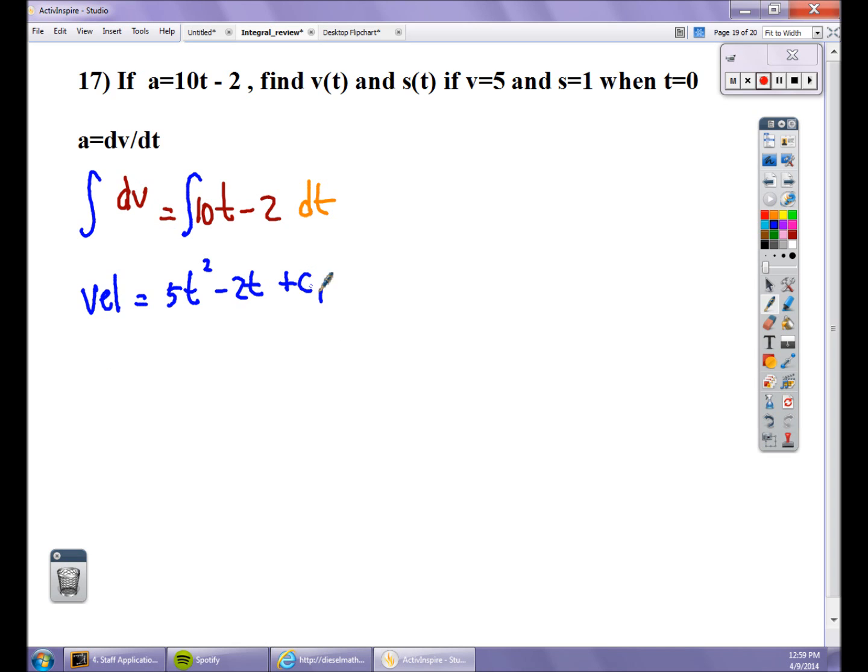I want to get rid of that c. So I said at time 0, this is a function v of t. I'm going to evaluate that v of 0, and that is equal to 5. So plugging in 0 for all my times, that goes away, that one goes away. You're left with c1 equals 5. Now you have your velocity function.